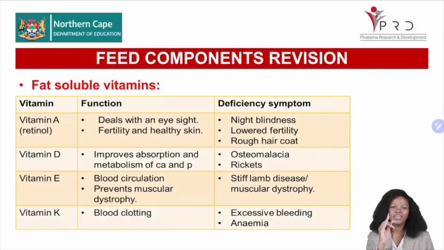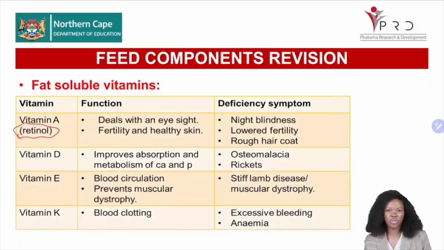Called A, D, E, and K. Now, vitamin A is also referred to as retinol. So when you see retinol, think of vitamin A. Vitamin A deals with sight, the skin, and fertility. Those are the functions. Firstly, it deals with eyesight. It improves the eyesight of farm animals, especially at night. It enables the farm animals to see, especially at night.